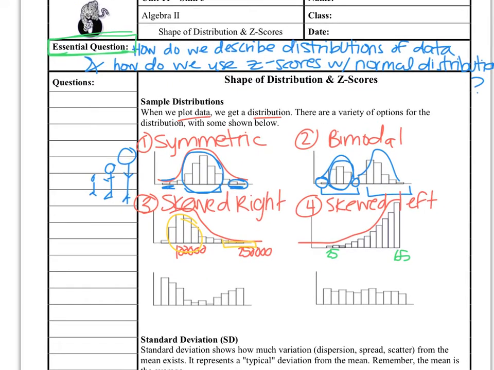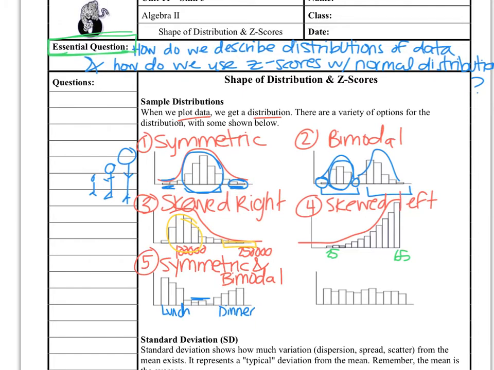Example number 5 is a combination of 1 and 2. It's symmetric and bimodal. So this might be something like peak restaurant hour. So a restaurant might get a lot of people during the lunch hour and during the dinner hour, but they're not going to have that many people in the in-between. Like that 3 o'clock, 4 o'clock time frame, not many people sitting in the restaurant, right?